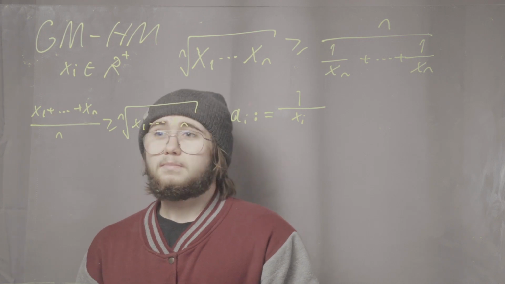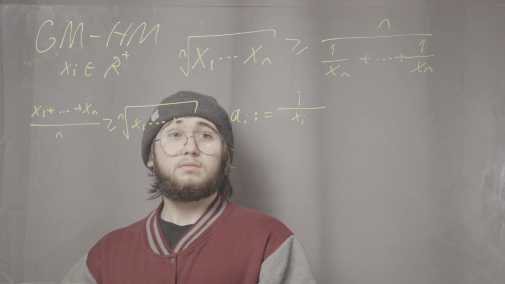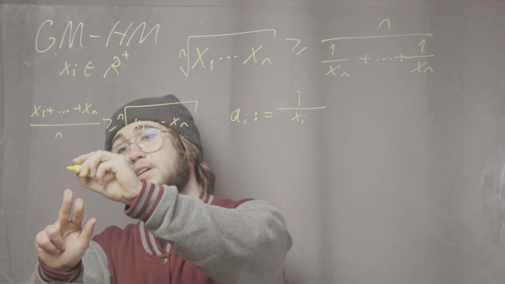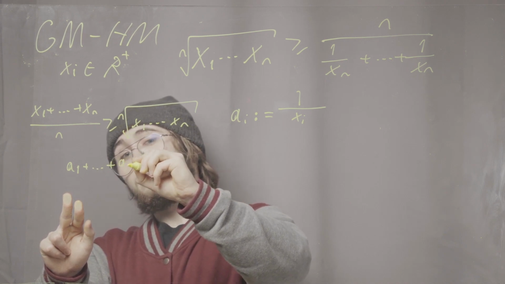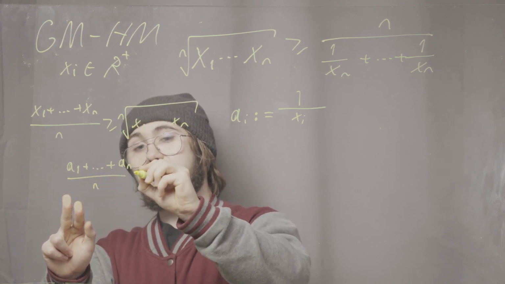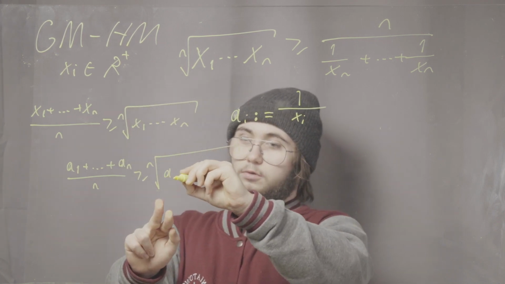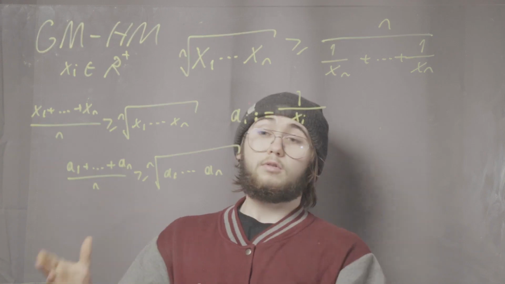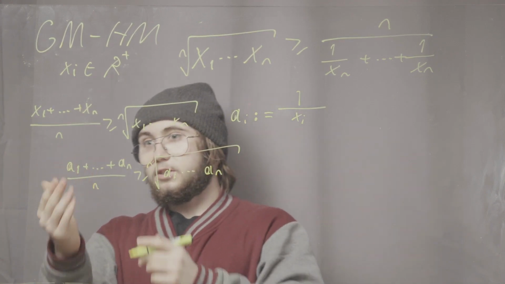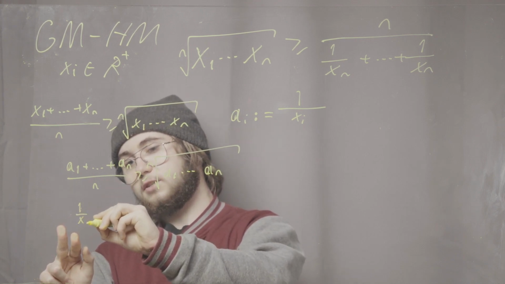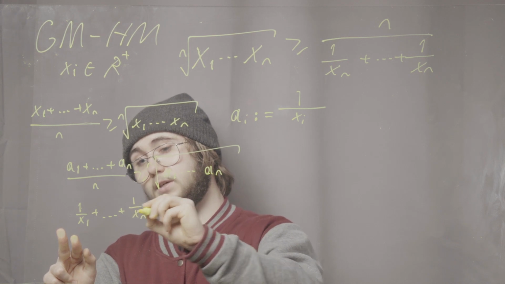Lovely. And so now we can just go on and apply the AM-GM inequality for those ai's here. What are we going to get? Well, we will just get that the sum from the first a up to the nth a divided by n is greater than or equal to the nth root of the product of all ai's. Beautifully, but what are those? Well, this is just 1 over x1. We're adding this up to just 1 over xn.